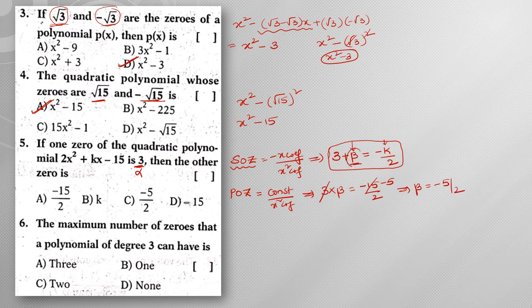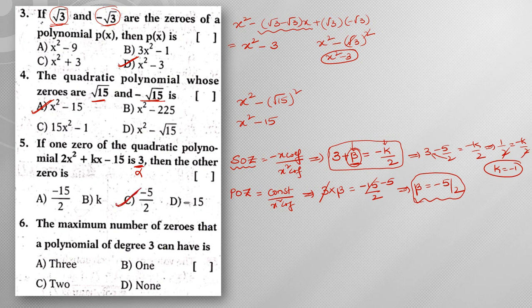Here when I substitute the beta value minus 5 by 2, what am I going to get? 3 minus 5 by 2 is equal to minus k by 2. 3 twos are 6, so 6 minus 5, 1 by 2. So from this 1 by 2 is equal to minus k by 2. The denominator 2 gets cancelled. So from this k is equal to minus 1. Hence the answer is k is equal to minus 1. But what did he ask? He asked to find the other zero, right? So the other zero is beta, that is nothing but minus 5 by 2.